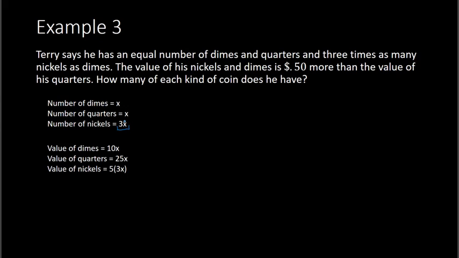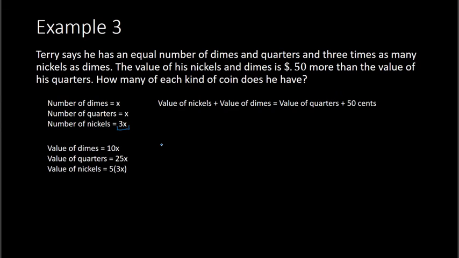Okay, so from here we can set up our equation. We are told that the value of his nickels and dimes is 50 cents more than the value of his quarters. So if I take the value of his nickels plus the value of his dimes, that is equal to the value of his quarters plus 50 cents. Because over on the left side, this is 50 cents more than the value of his quarters. So I need to add 50 on this side to make sure that it balances out. So this is my equation.